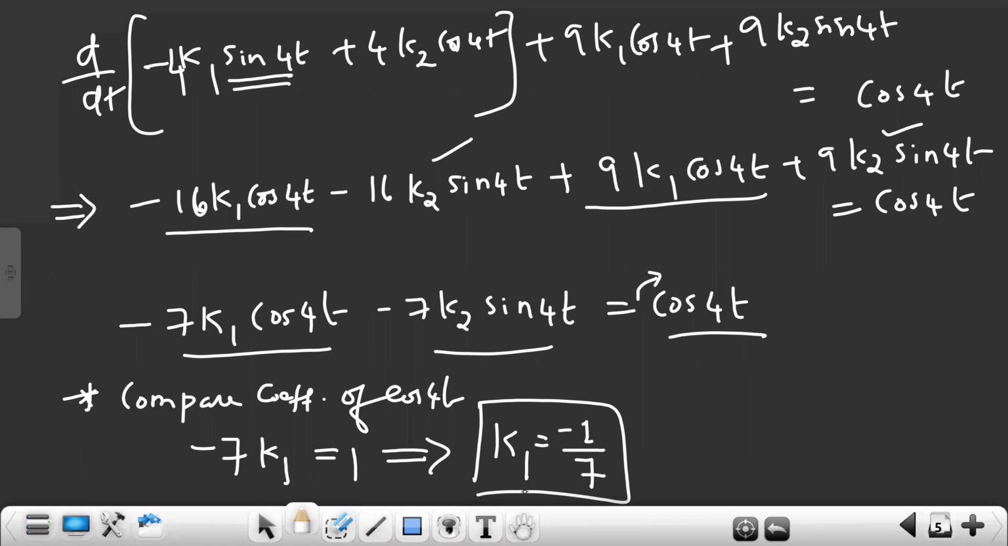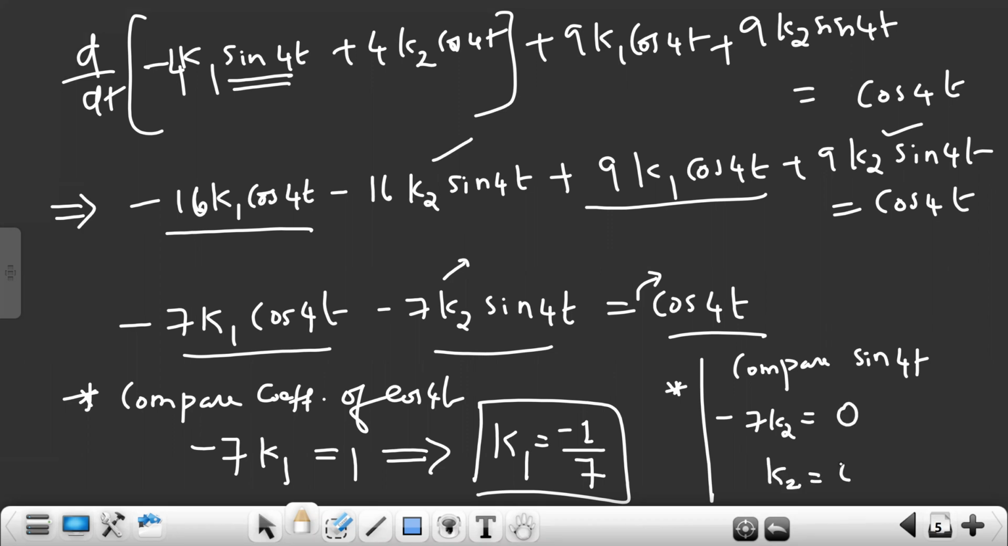Similarly, you compare the coefficients of sin 4t. Compare sin 4t on both sides. Here you are having minus 7K2, but in the RHS we don't have any term of sin 4t. So from this, K2 is equal to 0. So whenever you have a trigonometric equation, you can compare the identical sine terms and cosine terms and find the coefficients.